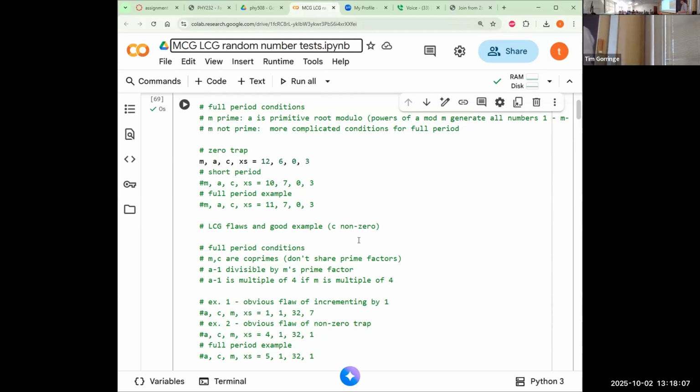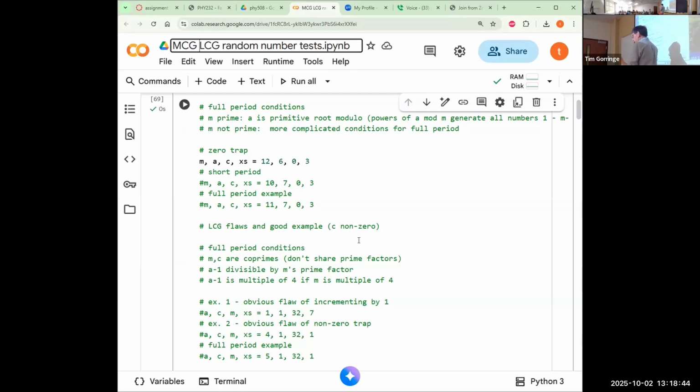So in this code, all I've got is a set of parameters for either the multiplicative generator or the linear generator, just depending on whether I set the constant C to 0. This is a multiplicative generator because there is no constant, no offset, or it's 0. Down here are cases where there is an offset.